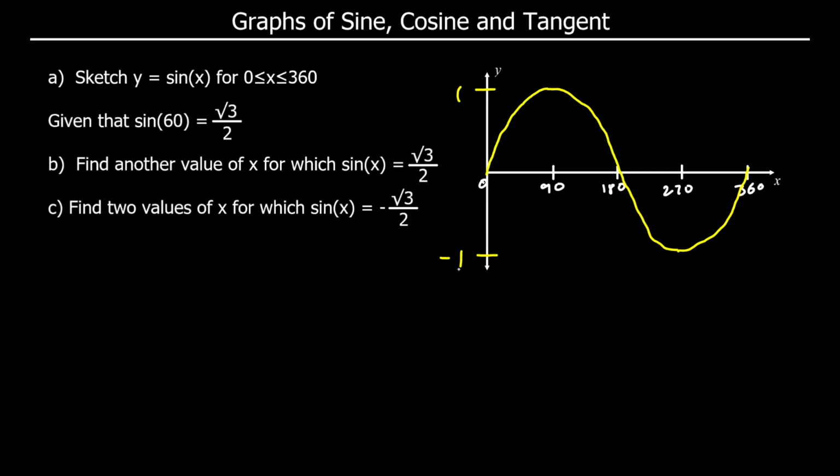Given that sine 60 is square root 3 over 2, so we're going to say sine 60, so that's about here, sine 60, might be too high, square root 3 over 2. Find another value of x for which sine x is square root 3 over 2.